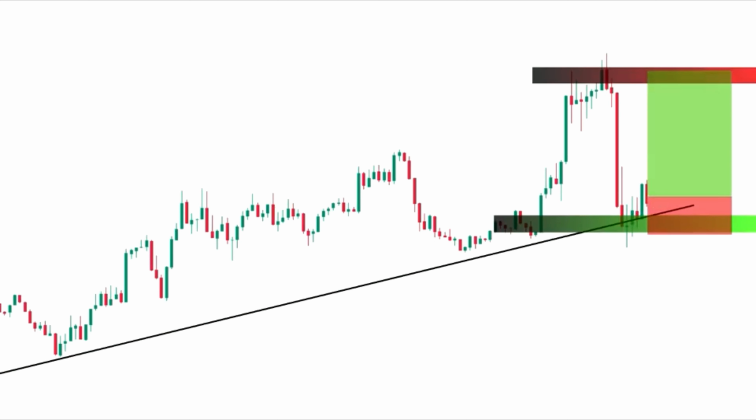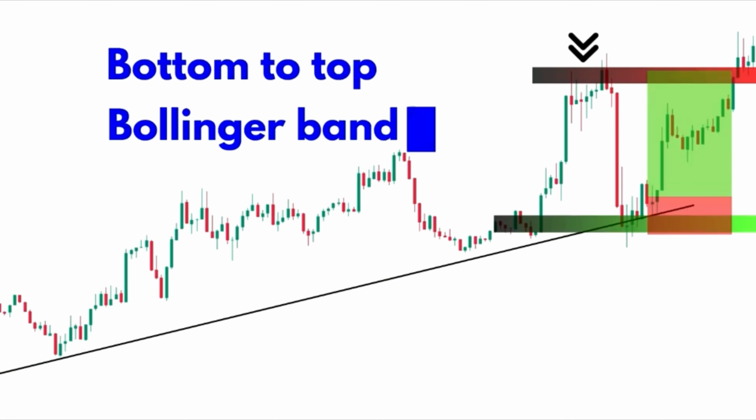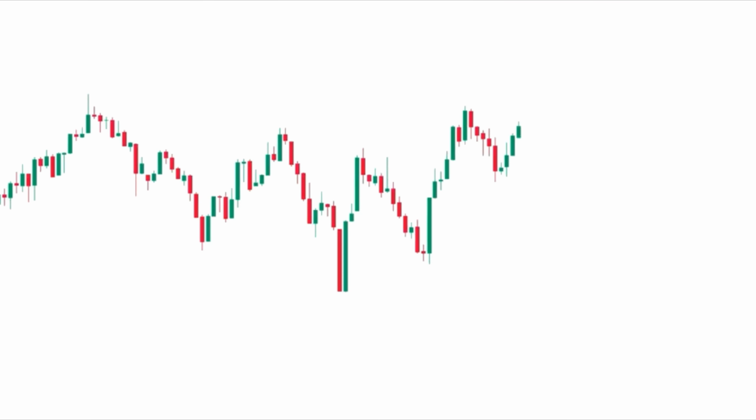Our profit target will be near the level where price had previously fallen in 1 hour, and the stop loss just below support. As we see, price moves with momentum and the target is achieved. This is how we combine bottom-to-top analysis with Bollinger Bands to plan precise intraday entries and exits. This trade gives us a clean 1-to-2 risk-to-reward ratio. Let's look at another example.